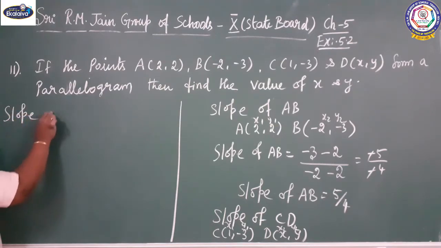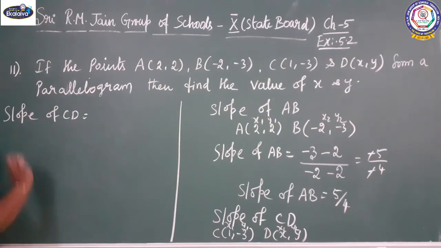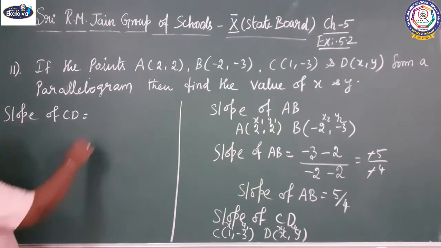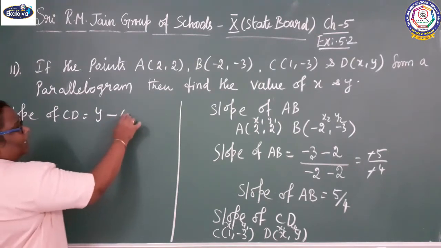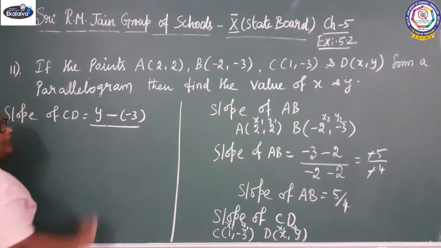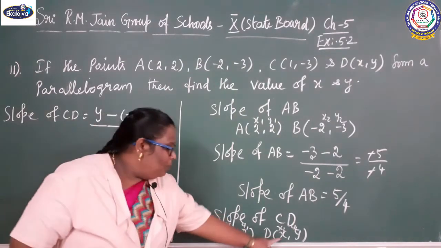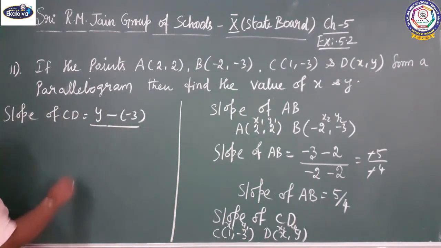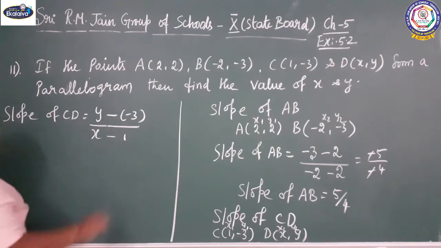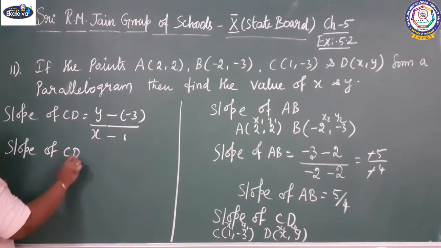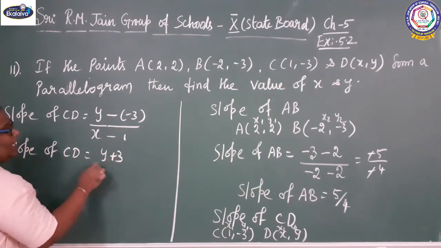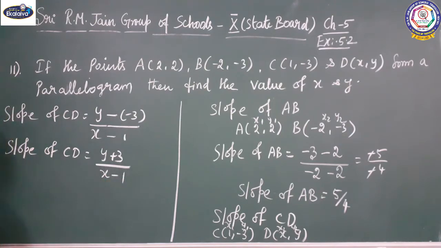Slope of CD equal to y2 minus y1. y2 value is y, minus y1 value is minus 3, put a bracket. Next, x2 minus x1. x2 is x, minus x1 is 1. So, slope of CD equal to y plus 3 by x minus 1.